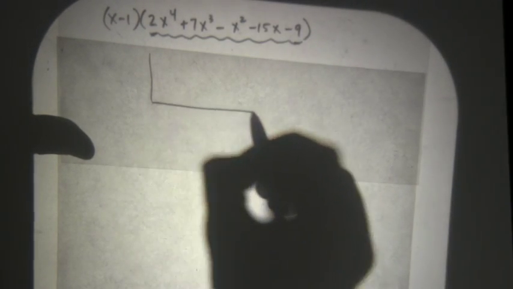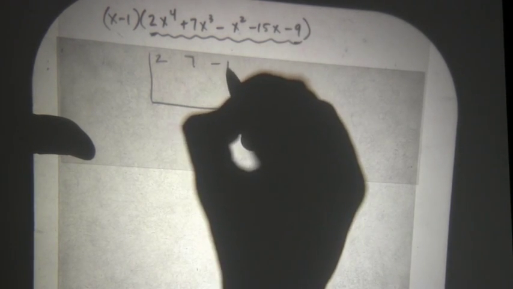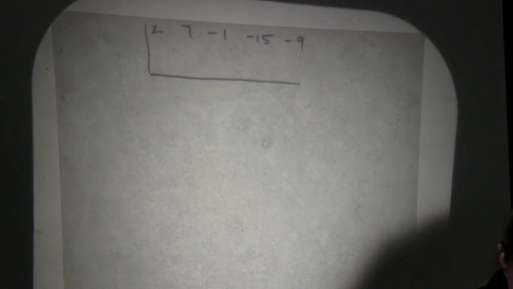So now I'm going to take this new polynomial, which is 2, 7, negative 1, negative 15, negative 9. Those are the coefficients of the resulting polynomial. And I'm going to go back to my list. And I know that 1/2 was already a no-go. So I'm going to try 1 again, because 1 worked last time. You never know, it could be a double zero.